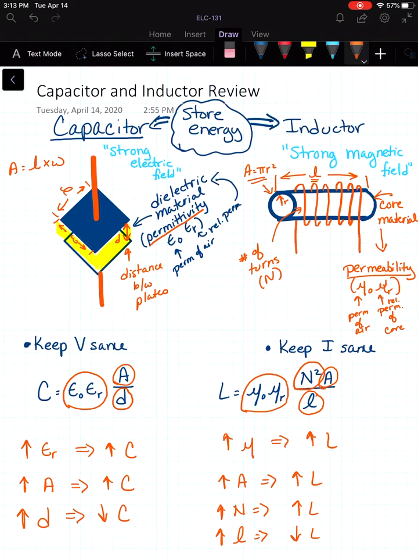Okay, so that's the basic capacitor and inductor construction, and how the physical properties of each are related to the actual capacitance or the actual inductance of our device.